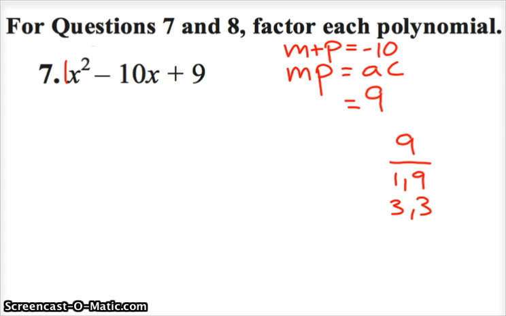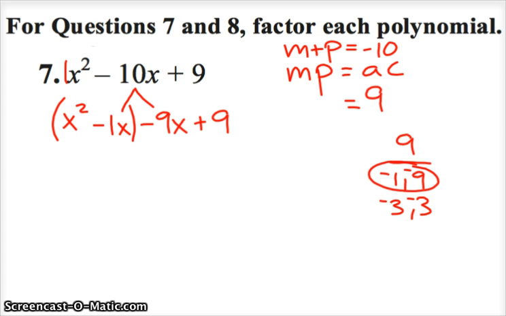Because we want a negative number, we can make all of these numbers down here negative, because a negative times a negative will still be positive. And then we're looking for which pair adds to negative 10. That would be negative 1 and negative 9. So we can now write this as x squared, break our negative 10x into negative 1x minus 9x plus 9.